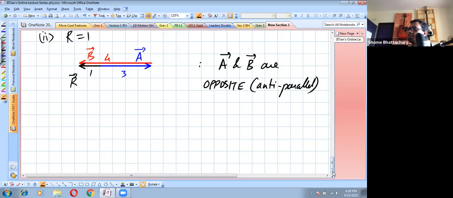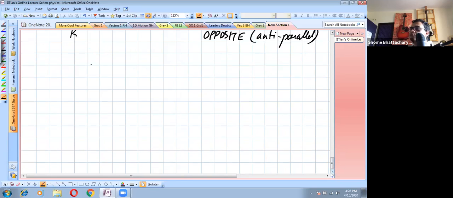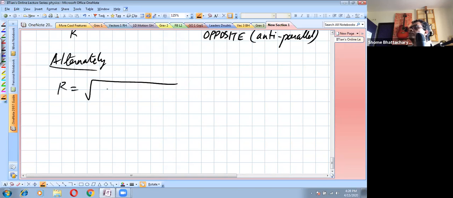Now let's look at the algebraic method also here. But that's going to be a little interesting. It will give us a very interesting result. So the alternate method is that you solve this, that resultant is root of A square plus B square plus 2AB cos theta. I'm going to leave the substitution to you guys. You do all this, but I'll tell you the result you get.